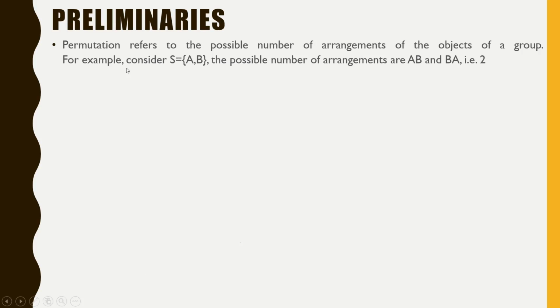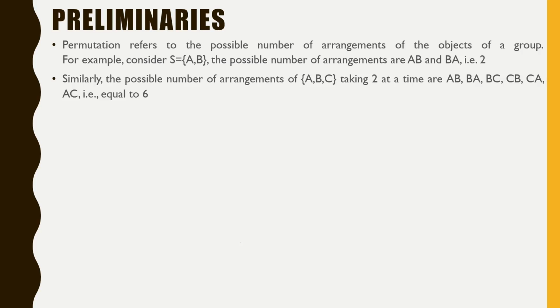For example, consider this set A and B. The elements are A and B. These elements can be arranged in two ways. One is AB and another is BA. So basically in permutation, order matters. AB and BA are not the same, unlike combination where AB and BA are taken as the same thing only. So in permutations, along with arrangements, the order of the arrangement also matters.